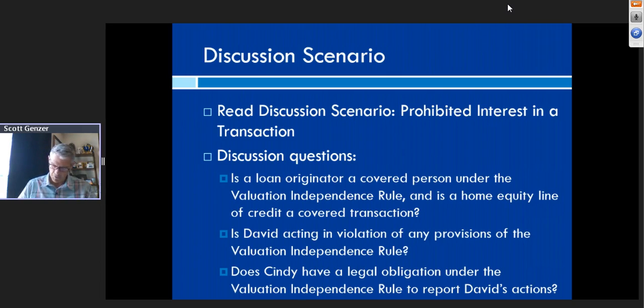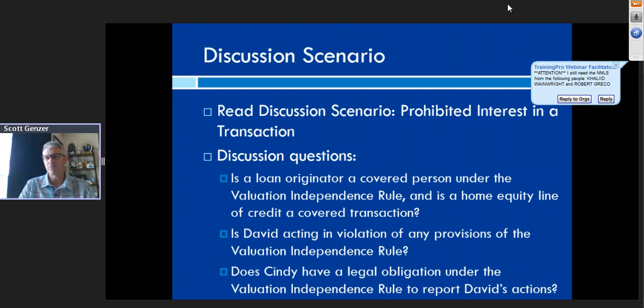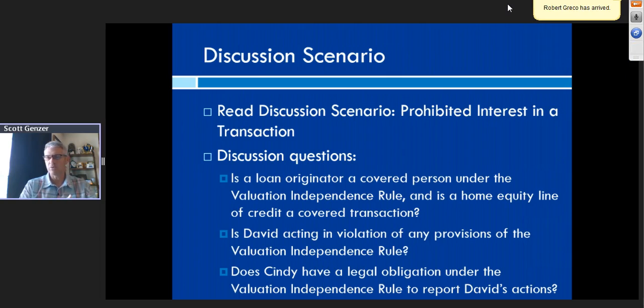All right, so the independent rules prohibit anybody who's choosing the appraiser from having a financial or other interest. So he can't choose the appraiser, period. All right. Cindy doesn't have a mandatory reporting for David's actions. She has a mandatory reporting limited to the appraiser violation of misconduct and not of the originator. So we've got to deal with David internally. The appraiser is being influenced and shouldn't be doing that.